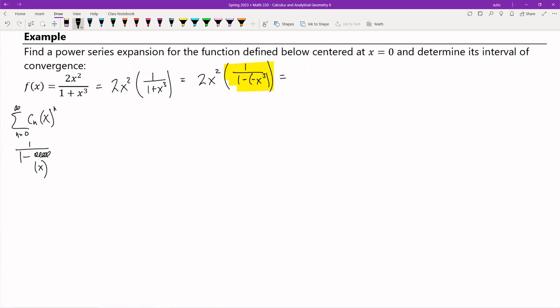That's going to be equal to 2x squared times the sum, n equals 0 to infinity, of minus x cubed to the n. A little bit more cleanup. 2x squared times the sum, n equals 0 to infinity, of negative 1 to the n times x to the 3n. Okay, a little bit more cleanup.